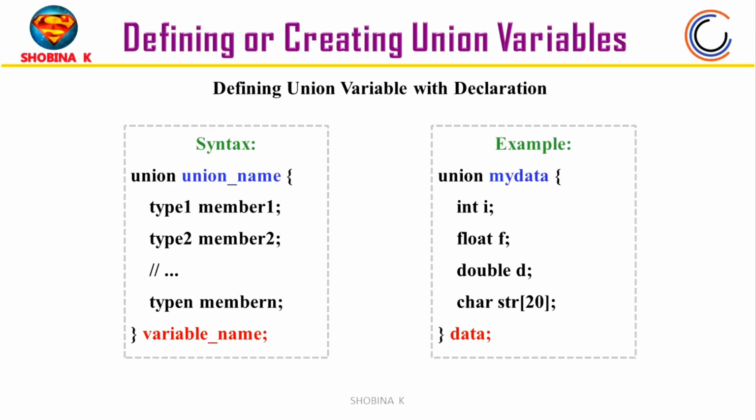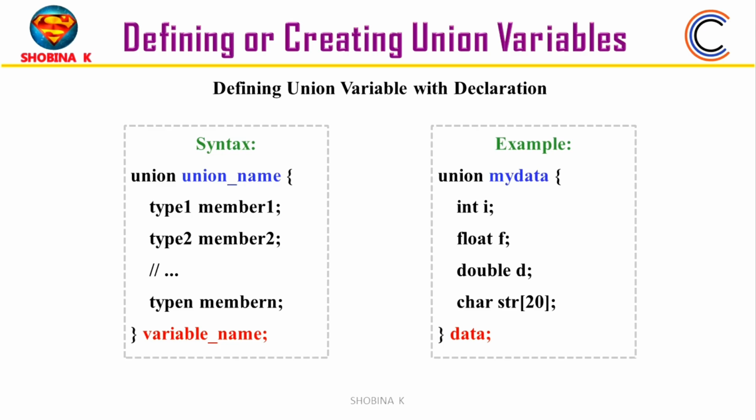In an example, union myData declares a union type named myData. Inside the braces, you define several members. Member i is an integer, member f is a float, member d is a double, member str is a character array with space for 20 characters. After defining the union type myData, data declares a variable of that union type. Now data can hold values of any of the members i, f, d or str defined within the union. Therefore, in this method, we are defining a union type myData and creating a variable data of that type at the same time.